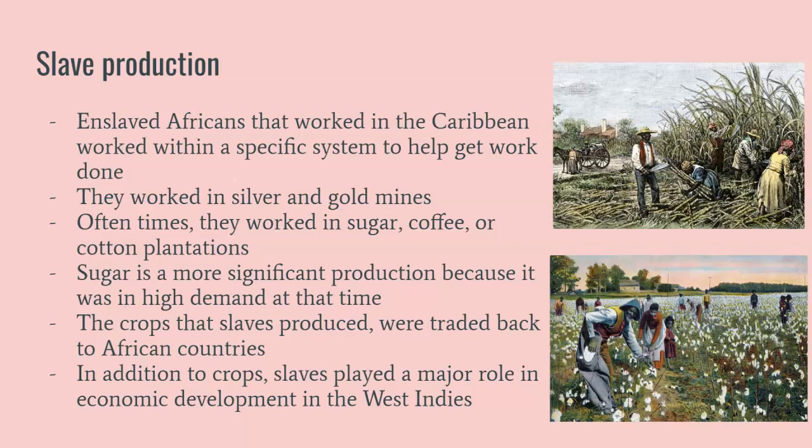Sugar is a more significant production because it was in high demand at the time. So what I can infer about this piece of information is that the slaves that worked on sugar plantations worked twice as hard as any other slaves on other plantations. The crops that slaves produced were traded back to African countries. In addition to crops, slaves played a major role in economic development in the West Indies.